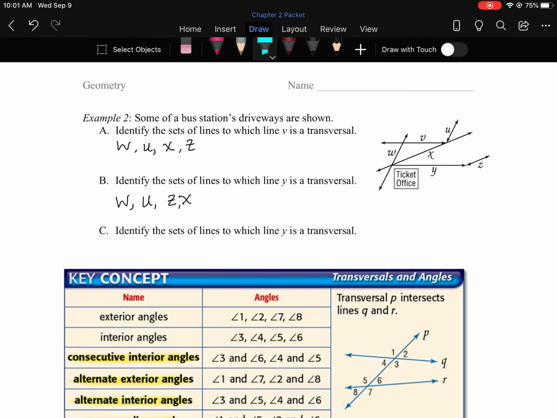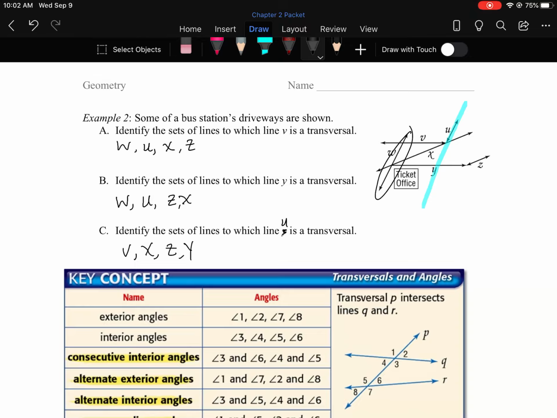All right, and finally part C, it says identify the sets to which Y is the transversal. I want to make sure we already have Y. All right, so let me do U here. Sorry, U is the one I want. So I'm going to extend it because it does have arrows on it. All right, so U, pretty much anything that's not W, because W is the one that's parallel. So it could go with V and X, or V and Y, or V and Z. So let me just write all those letters down. Okay, so just picking out a transversal and which lines it's going to be crossing.